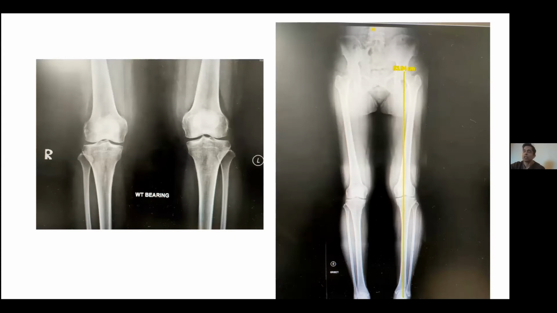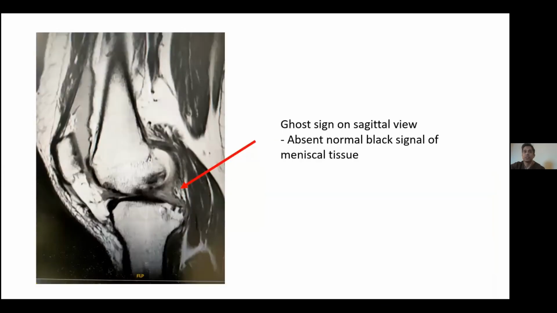Given the fact that the pain had progressively worsened and was severe enough that she can't squat and climb stairs, we decided to proceed with an MRI. And as you can see in this MRI, these are some of the cuts from the MRI that I took. So you can see on the sagittal there is a ghost sign present, which I showed earlier, which is the absence of the normal meniscus tissue appearance.